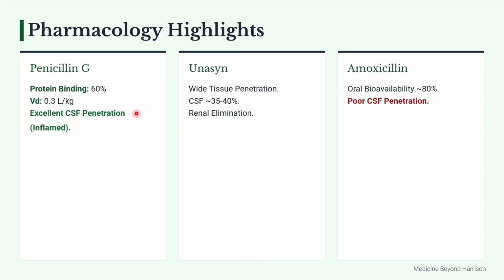Now pharmacology. Penicillin G has almost 60% protein binding with a low volume of distribution and excellent CNS penetration. It can also lower the seizure threshold. Amoxicillin has almost 80% oral bioavailability and poor CSF penetration when compared to penicillin G.